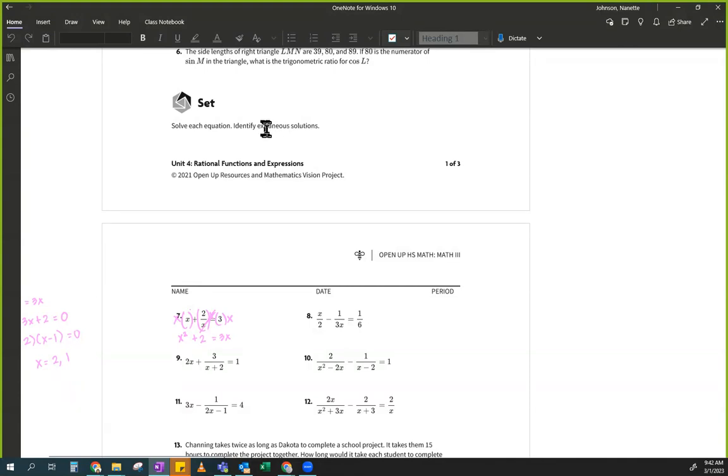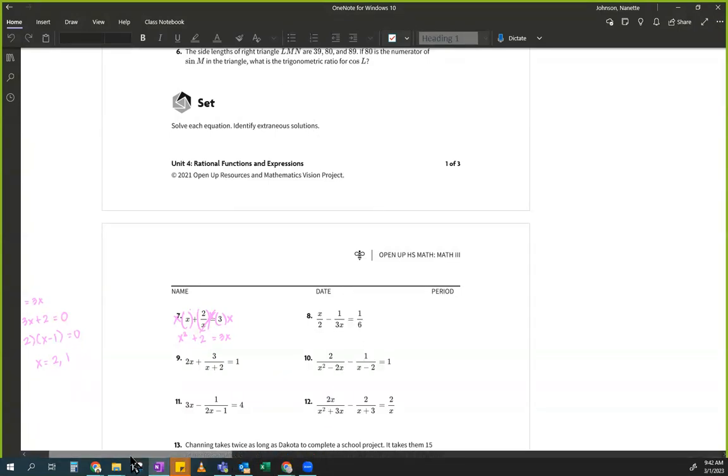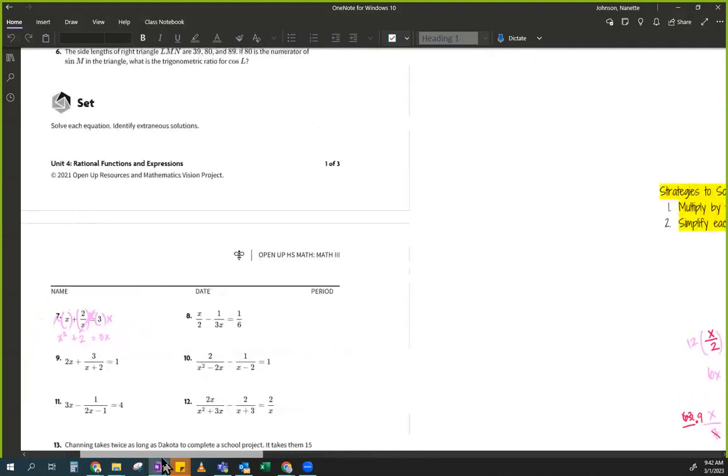Extraneous means extra, right? So an extraneous solution means an extra solution. I understand why they're calling it a solution, but I don't agree with it. That's like calling a dog a black cat. It's not a cat. So we shouldn't be calling it a solution, but that's Miss Johnson's opinion. I kind of get it, but it's a little bit on the confusing side.